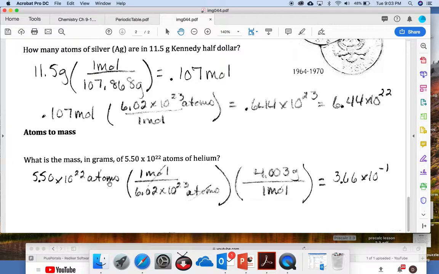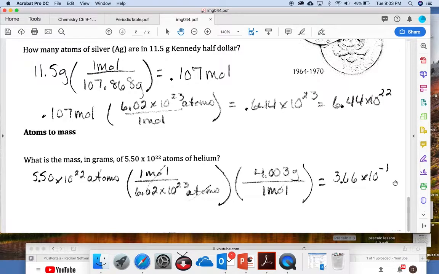Well, I can't go straight to mass, but I know that 1 mole is 6.02 times 10 to the 23rd atoms. So by multiplying by this conversion factor, I can calculate how many moles. I put atoms below because I want atoms to cancel, and then I'll be left with moles. However, I also then want to take these moles and convert them to grams. And rather than doing it in 2 steps, I can just add my second conversion factor right here.